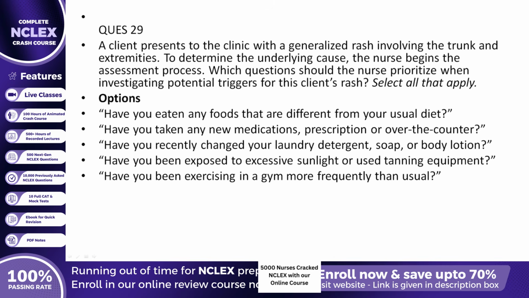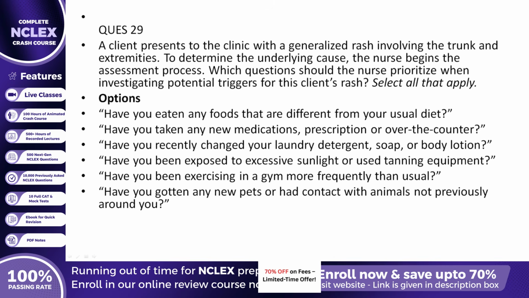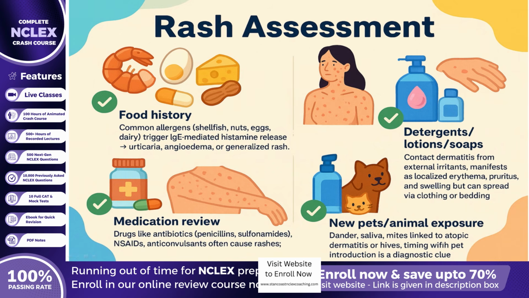The correct answers are options 1, 2, 3, and 6, because these are the most relevant assessment points that focus on potential allergens or irritants. Now, let us carefully break down the reasoning behind these choices. Beginning with option 1, asking about dietary changes is essential, since food hypersensitivities are among the most common causes of allergic rashes, including urticaria and angioedema.